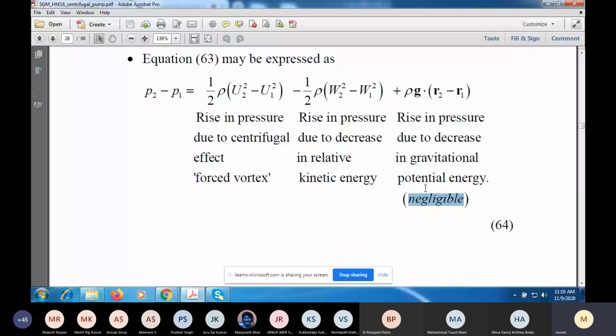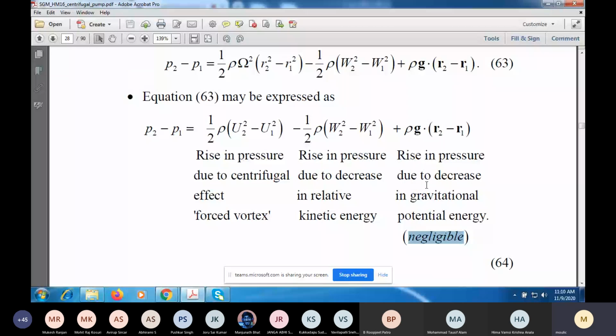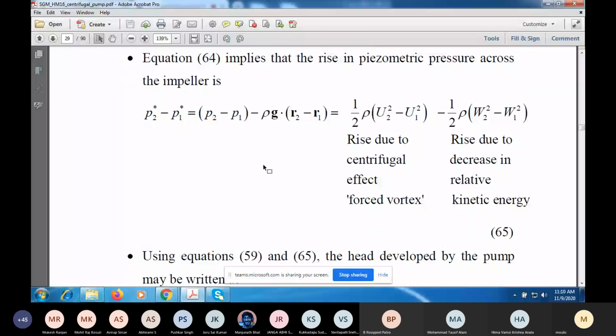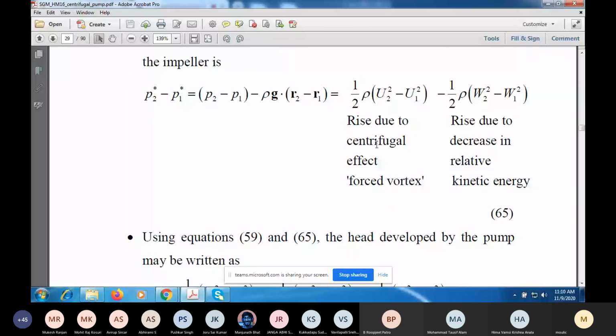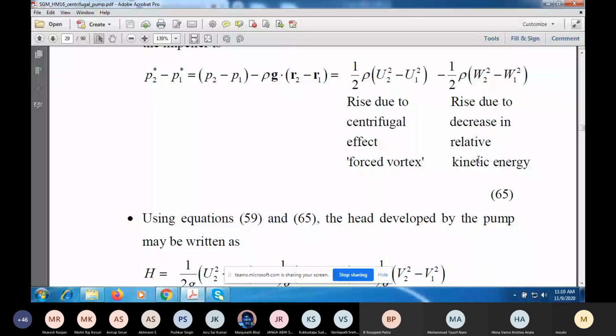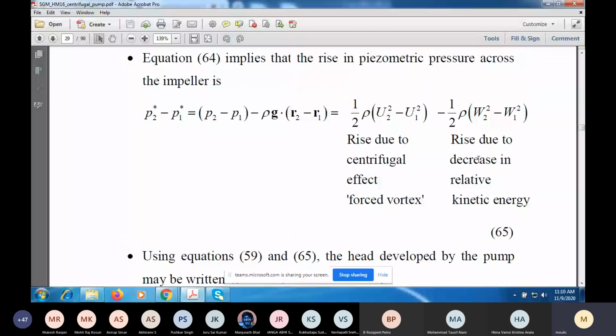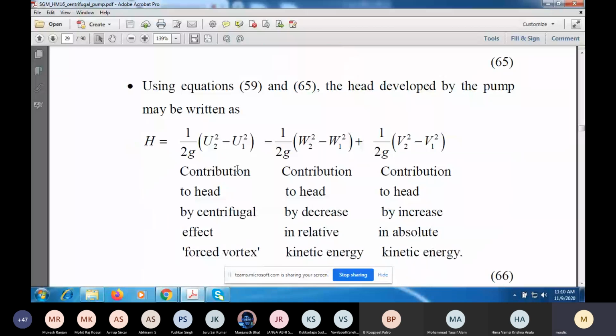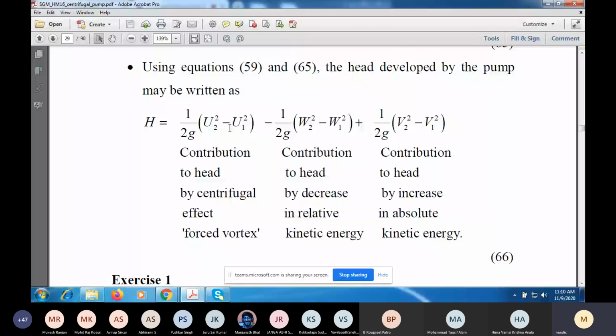Now, if you wish, you can move this term to the left-hand side of the equation and write it in the form of a change in the piezometric pressure, P star, which is P minus rho g dot r. So as you can see, there is the forced vortex effect or centrifugal effect and the decrease in the relative kinetic energy. And if you add to the left-hand side the increase in the absolute kinetic energy, you get the head. So the head I can write in this way as the sum of 3 groups of terms.